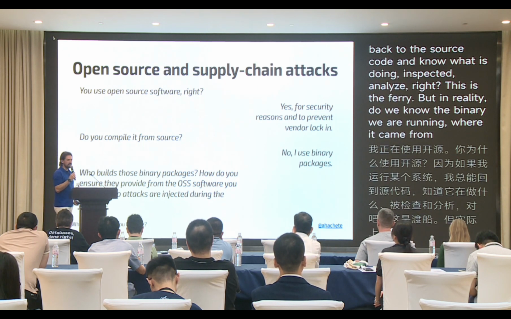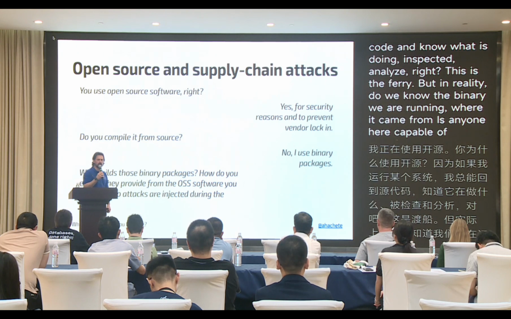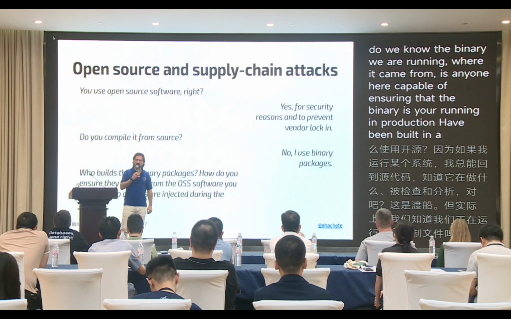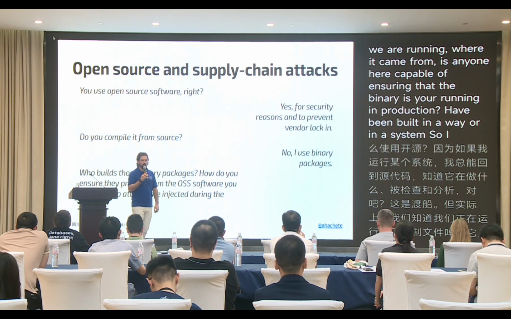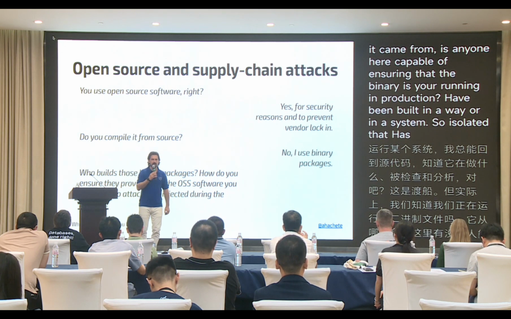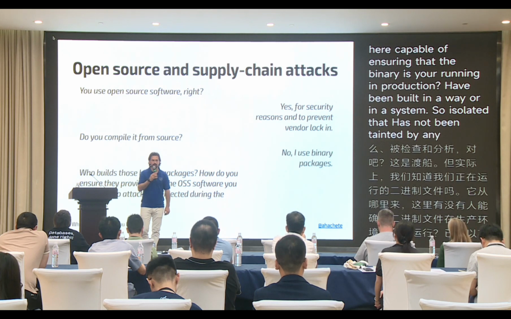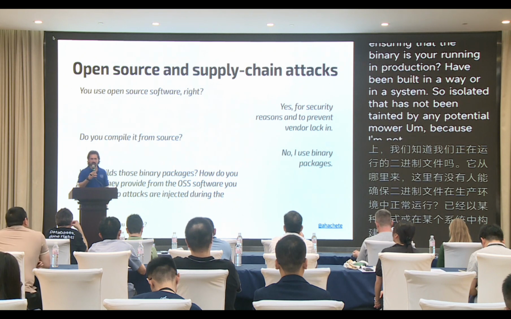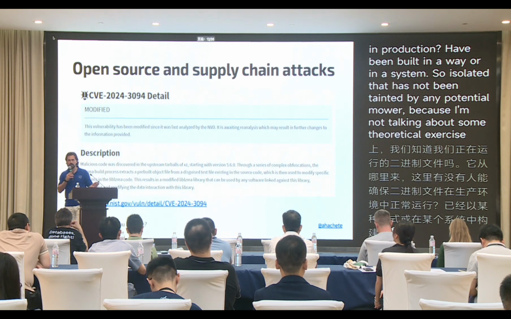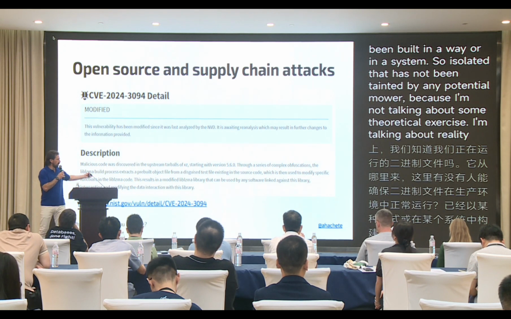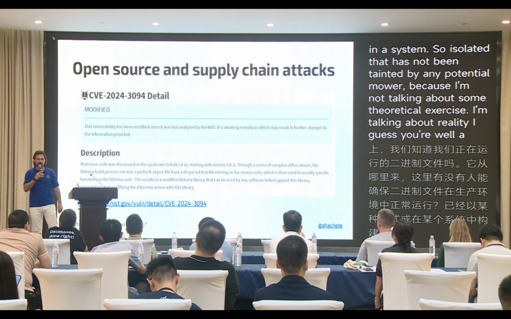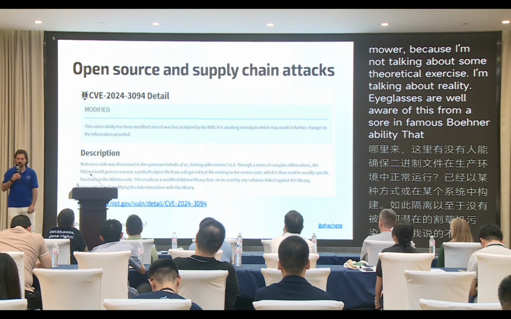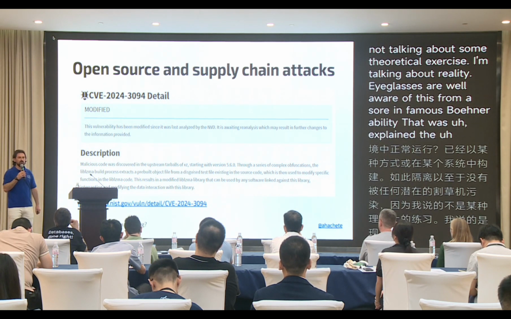Is anyone here capable of ensuring that the binaries you're running in production have been built in a system so isolated that it has not been tainted by any potential malware? Because I'm not talking about some theoretical exercise. I'm talking about reality. I guess you're well aware of this famous or infamous vulnerability that appeared some months ago, called the XZ vulnerability.